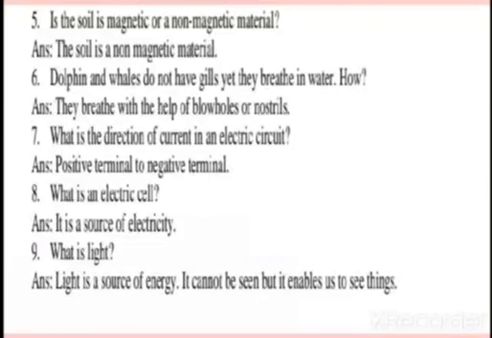Question number 7, what is the direction of current in an electric circuit? That also you know. The direction of the current is from the positive terminal to the negative terminal in an electric circuit.